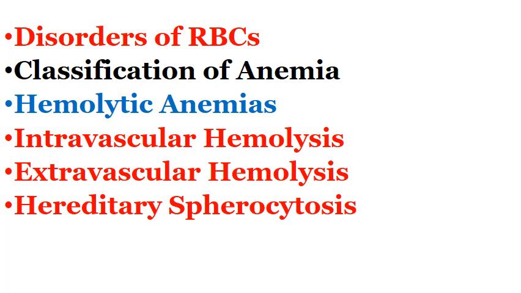meaning breakdown of red blood cells inside the blood circulation. It is intravascular hemolysis. Extravascular hemolysis is breakdown of red blood cells outside the circulation, meaning outside the circulation in the liver and in the spleen. And each one of these has different presentation, different laboratory investigation, and also we will discuss hereditary spherocytosis.